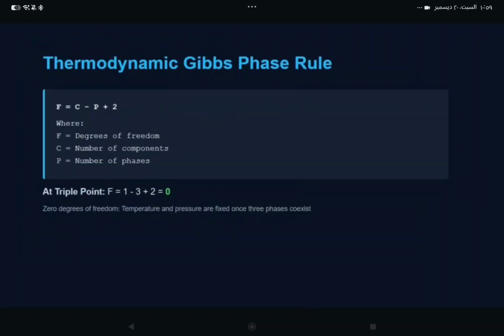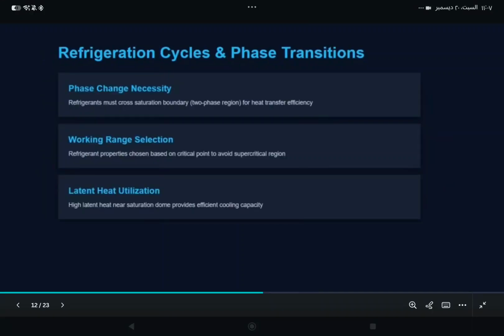Now we have the thermodynamic Gibbs phase rule. F equals C minus P plus 2, where F is the degrees of freedom, C is the number of components, and P is the number of phases. At the triple point, F equals 1 minus 3 plus 2, which is 0. Zero degrees of freedom. Temperature and pressure are fixed once three phases coexist.